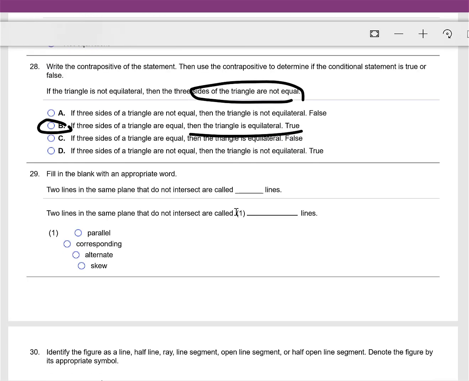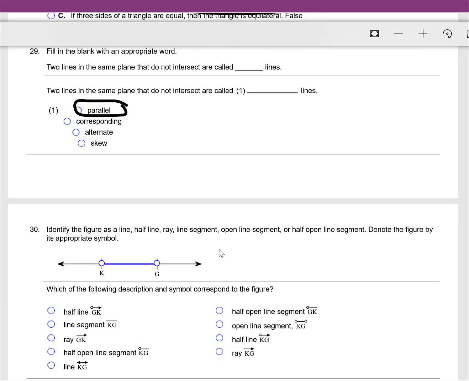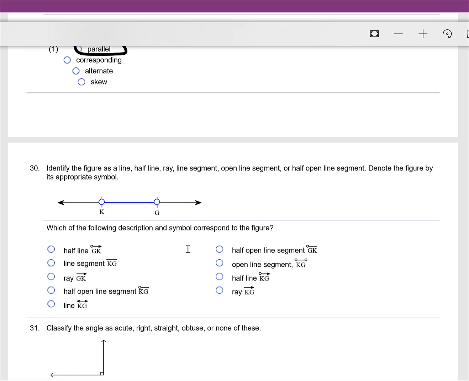All right, and now we're moving into the geometry. So fill in the blank. Two lines in the same plane that do not intersect are parallel lines. Okay, and I want you to identify the figure and notice the blue part of the figure here. So this is what's called an open line segment, and the answer is given, no, I'm sorry, it's not correct. It's this one here, sorry.